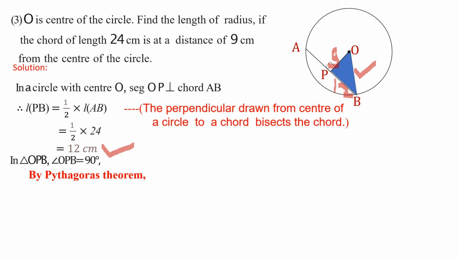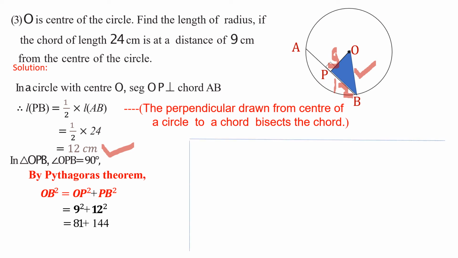By Pythagoras theorem, OB square is equal to OP square plus PB square. Now substitute the values. 9 square plus 12 square. 81 plus 144 is equal to OB square is equal to 225. Therefore, OB is equal to 15 centimeter. So write down the answer. The radius of a circle is 25 centimeter.